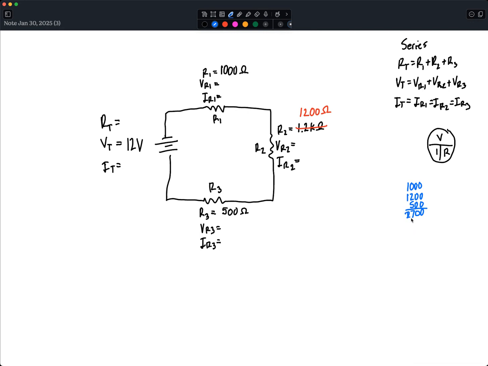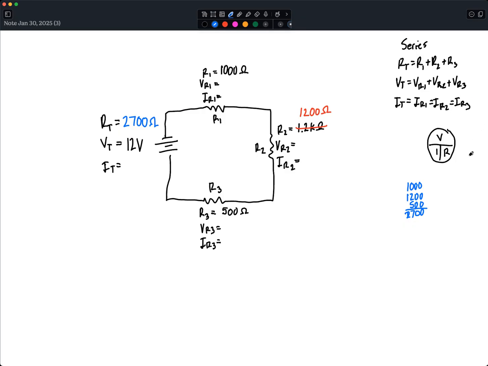Oh, we get 2,700. So all I did was R1 plus R2 plus R3 to get RT. R1, 2, and 3. I get 2,700 ohms. I'm going to leave it right like that. I'm not going to change it. I'm not going to convert it. I'm going to leave it right as 2,700.